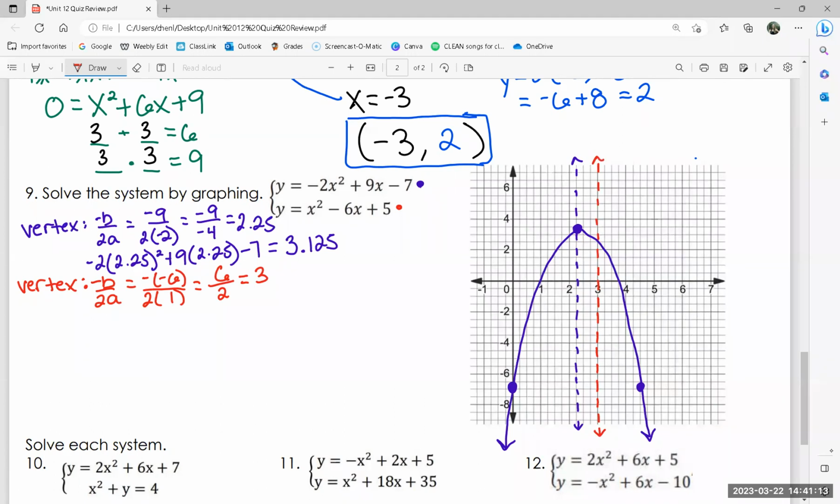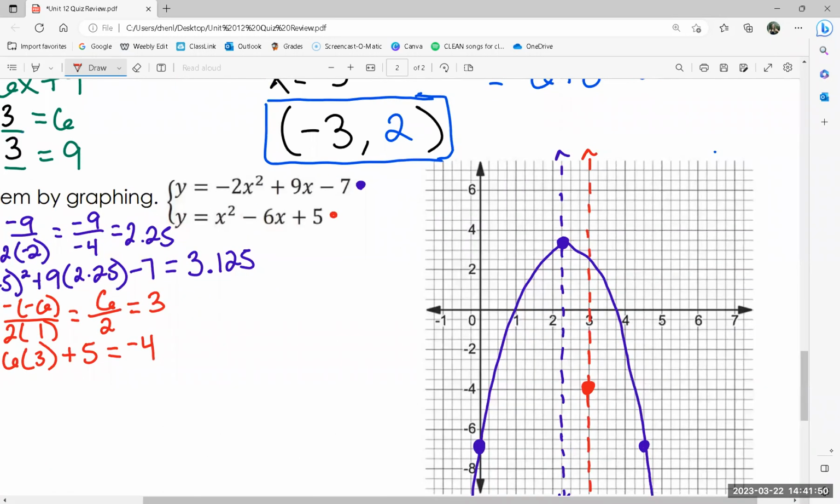Okay, and then to find the y coordinate of the vertex, I'm going to plug that 3 back in. So we'll have 3 squared minus 6 times 3 plus 5. So I plug this in. 3 squared is 9. 6 times 3 is 18. So I have 9 minus 18 plus 5. That is equal to a negative 4. So the vertex is going to be at 3, negative 4. So on this axis of symmetry, I go down 4, and that's my vertex.